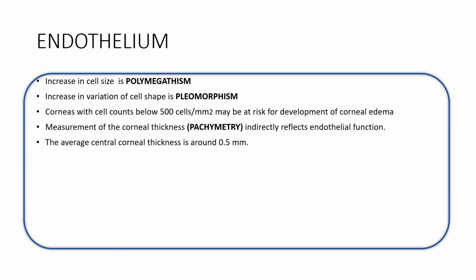Now, what is polymegathism and what is pleomorphism? Increase in cell size, that is mega. Variation in cell shape, that is morpho, right? Morphology is how it looks, what shape it is. So variation is pleomorphism. Increase in size is polymegathism. Now if the endothelial cell count in a cornea is less than 500 cells per millimeter square, this type of cornea is at risk for the development of corneal edema.